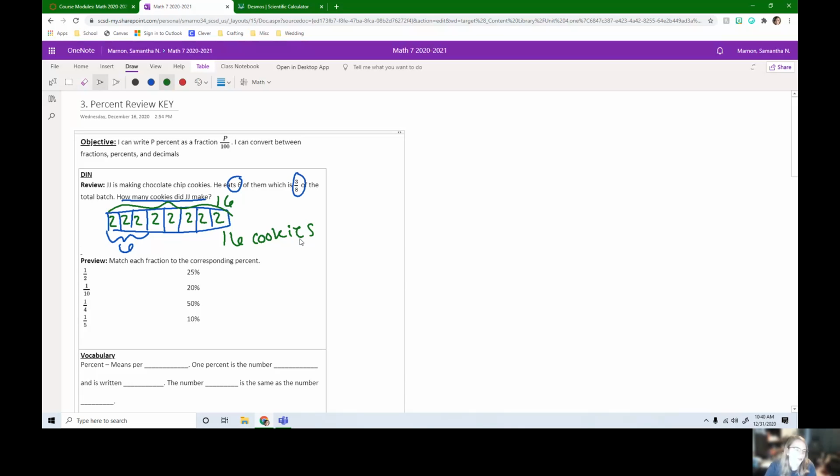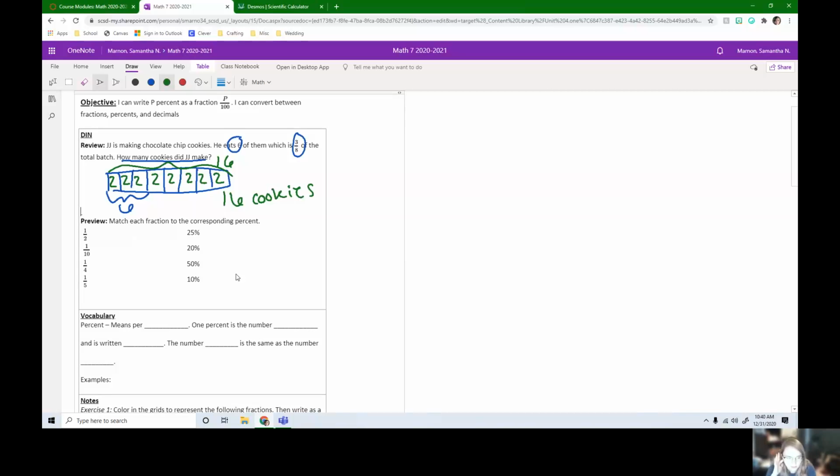For our preview question, you're going to just match each fraction to the corresponding percent. So see how much you know. So 1/2 is what percent? So drawing the lines, matching them. So pause the video and see if you can match each of these fractions to their percents.